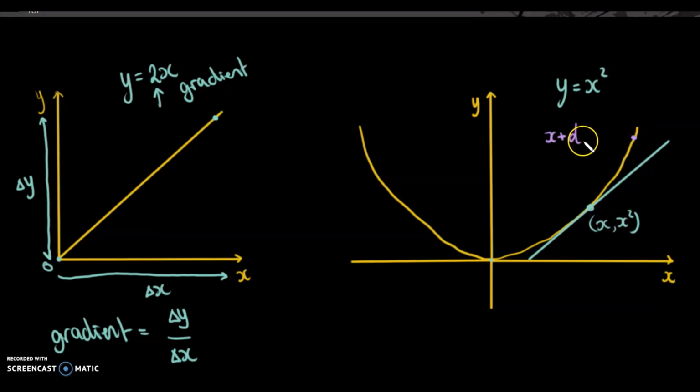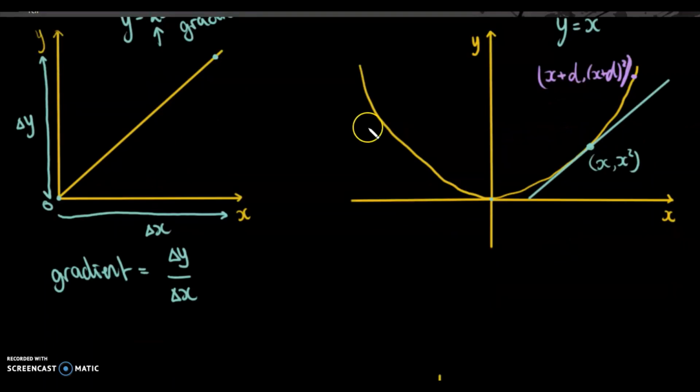We've just added on a little extra d to the x value here to get to our new point. And that obviously is going to change our y value. If we put x plus d into here, we're going to get out x plus d squared. Hopefully that makes sense, and you can see where I've got my second point from. So using that information, I've worked out 2 points on this graph. Now I can come up with an equation for the gradient between those 2 points.